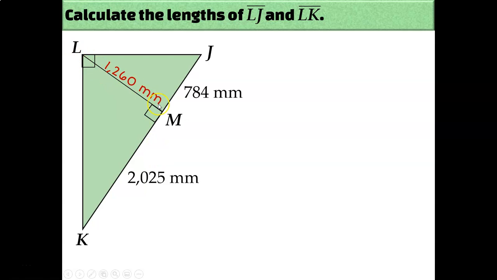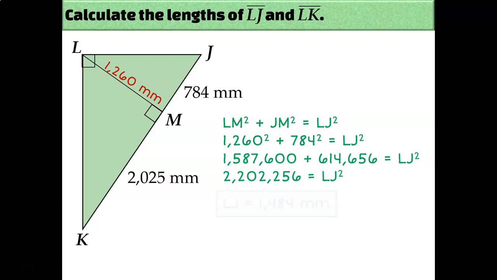Now that we know the length of the altitude is 1260, we can use that to calculate the lengths of LJ and LK just by using the Pythagorean theorem. For example, focusing on the little triangle up top, I know both of the legs, so I could calculate the length of the hypotenuse by doing leg squared plus leg squared equals hypotenuse squared. Simplify those numbers in a calculator, and I find out that the length of LJ is 1484.